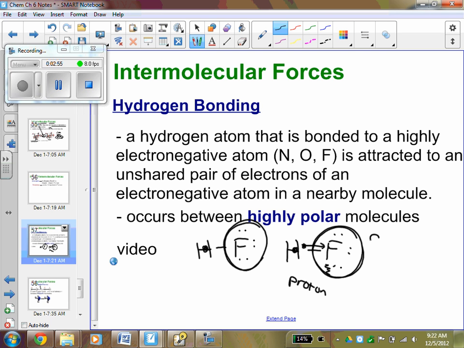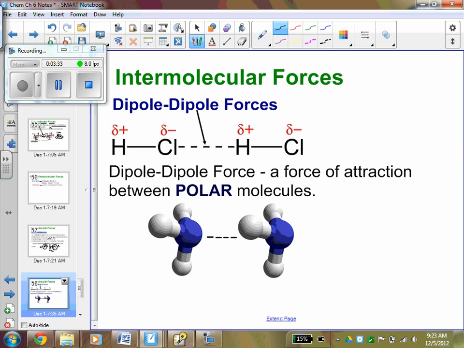So therefore, this side is slightly negative, and this side is slightly positive. Therefore, it forms an attraction between this proton here to the electrons here, and that is my hydrogen bond. Okay, so the hydrogen bond occurs from the hydrogen to the electrons on a nearby molecule. Then those electrons are valence electrons that are attached to a highly electronegative atom, such as fluorine. Okay, it could be oxygen or nitrogen. Okay, so that's a hydrogen bond, the strongest of the dipole-dipole forces.